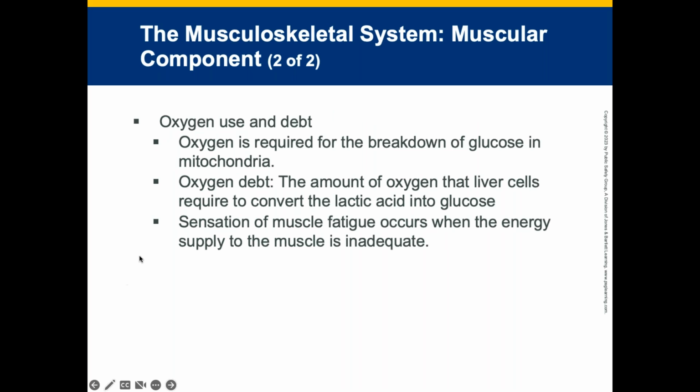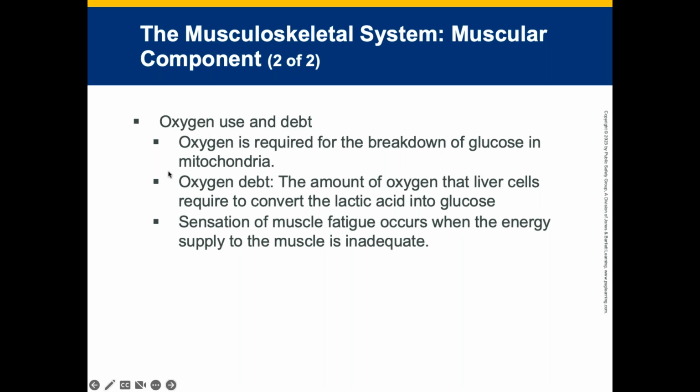All right. As far as oxygen use, oxygen is required for the breakdown of glucose in the mitochondria. One hemoglobin molecule reversibly binds with 4 oxygen molecules. The pigment myoglobin is synthesized in the muscles and can combine with oxygen and temporarily store it to reduce muscular oxygen requirements. Lactic acid is a byproduct of anaerobic metabolism and can accumulate in muscles. It will then diffuse into the bloodstream.